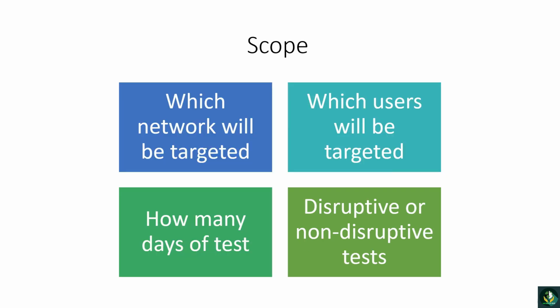To define the scope, we need to ask the client which areas of the company they want to be tested, which users can be targeted, how many days we can perform the test, and any kinds of attack that will be performed. Some of the clients may not be willing to have their wireless network disrupted, so make sure you explain the impact of each of these attacks.